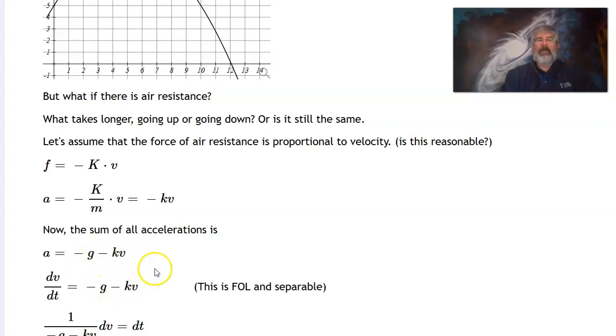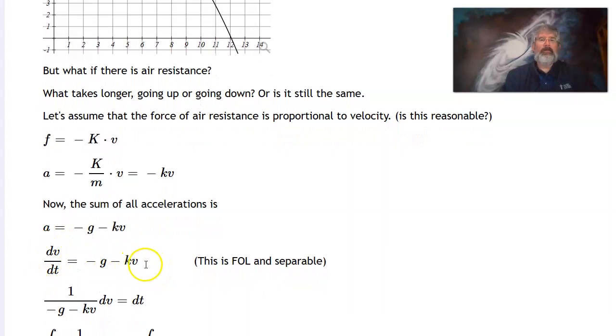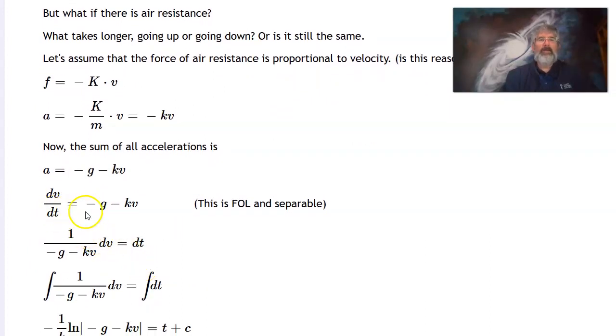Now, if that's the acceleration, then the acceleration is the derivative of the velocity. And what I have here is a first-order differential equation in v, right? I have a v here, and I have a dv/dt there. So this is a first-order differential equation in v. It is both first-order linear, and it's separable. I could solve it either way. I'm going to choose to solve it as a separable equation here.